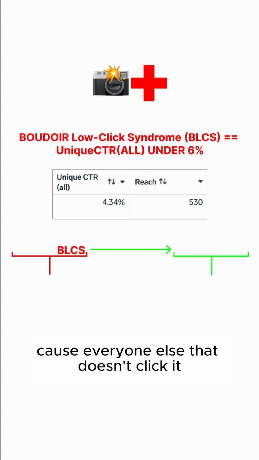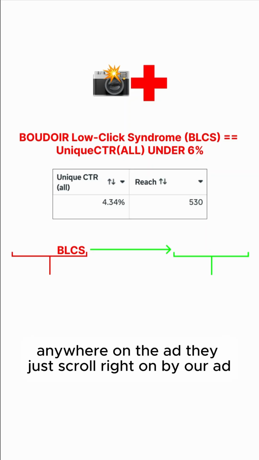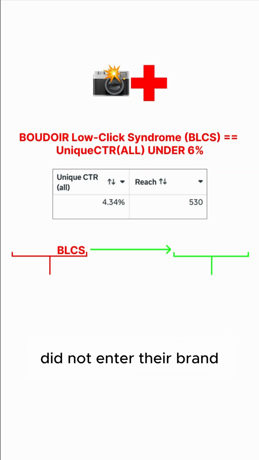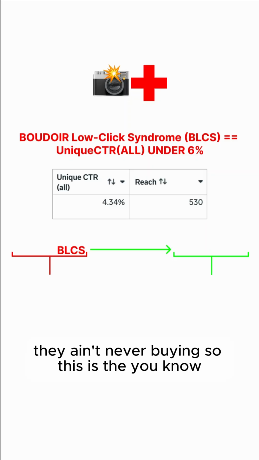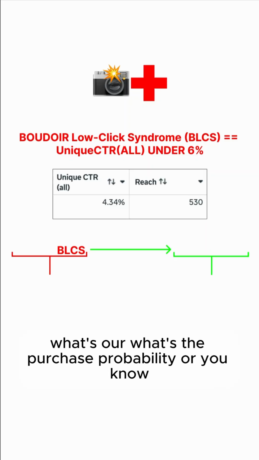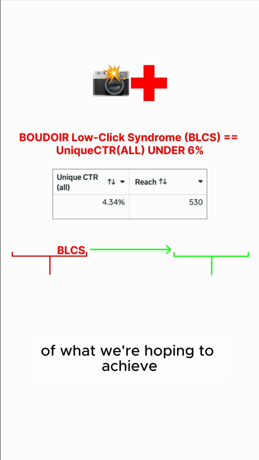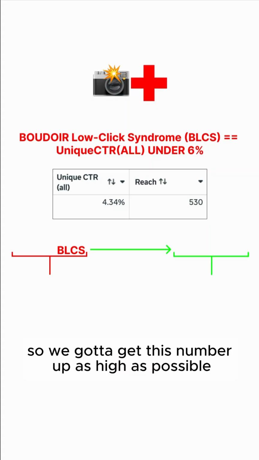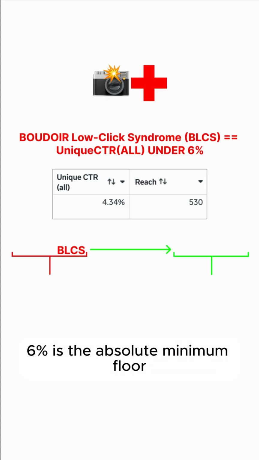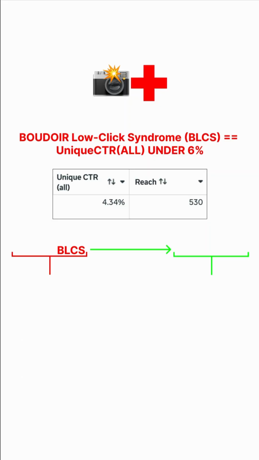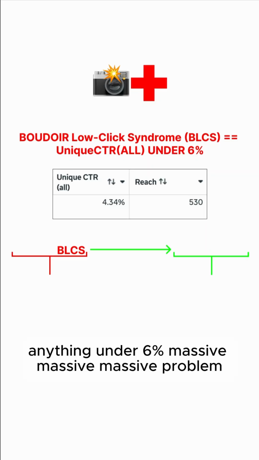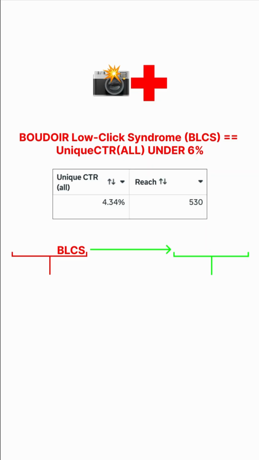Because everyone else that doesn't click anywhere on the ad, they just scroll right on by. Our ad did not enter their brain. They ain't never buying. So this is the purchase probability, the first leading indicator of what we're hoping to achieve. So we've got to get this number up as high as possible. 6% is the absolute minimum floor. Anything under 6%, massive, massive, massive problem.